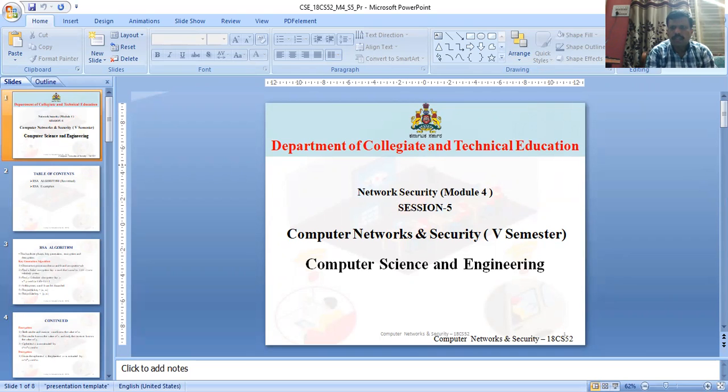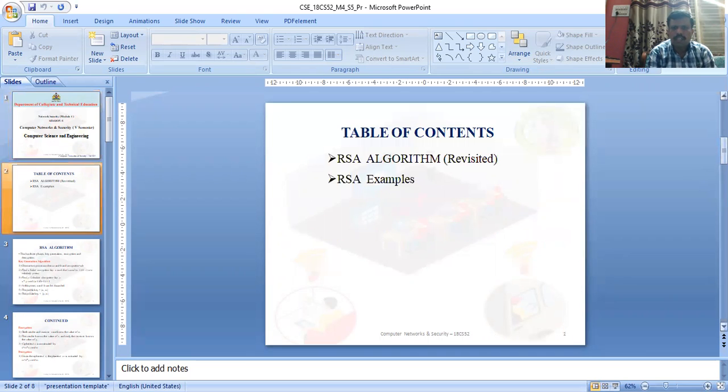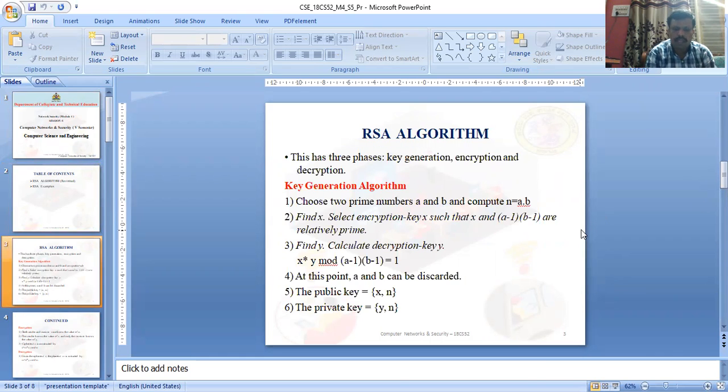In today's class, we're going to discuss the RSA algorithm, which we have already discussed; this is a revisit. So what is the RSA algorithm? Examples are available. As you know, the RSA algorithm is the most popular and proven asymmetric algorithm. It is a cryptography algorithm.